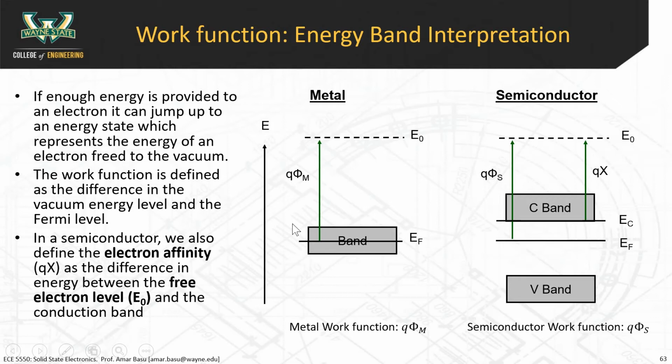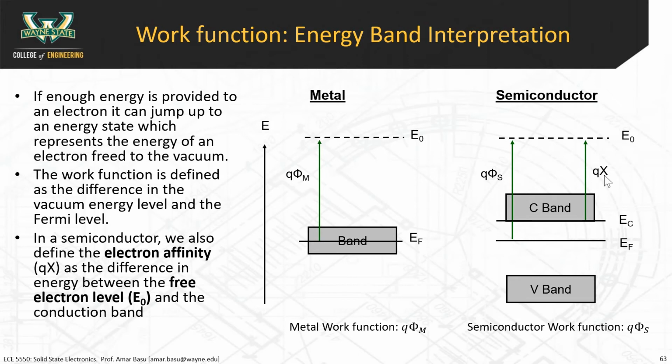So the work function for the metal is the distance from the Fermi level to E0, the vacuum energy level. E0 is called the vacuum energy level. So the distance in the energy band diagram from here to here is Q phi m. And in the case of a semiconductor, the distance between the Fermi level and E0 is Q phi s. And the distance between the conduction band and E0 is Q times X. And X is called the electron affinity.